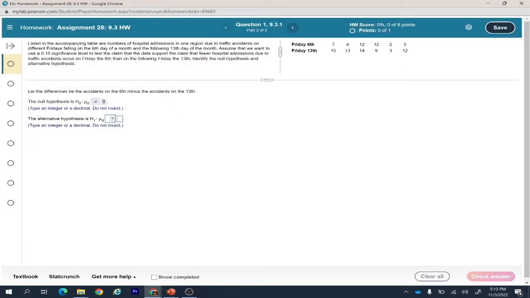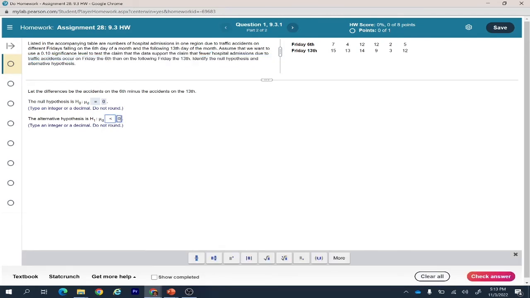And what is the alternative hypothesis? As you can see here, the claim is that Friday the 6th should be less than Friday the 13th. So what is the claim? The data support the claim that there are fewer hospital admissions. So the 6th should be less than the 13th, and mu d represents the difference of the values, 6 minus 13, so it's supposed to be less than 0. If mu d is less than 0, that means the data on the 6th day is less than the data on the 13th day.